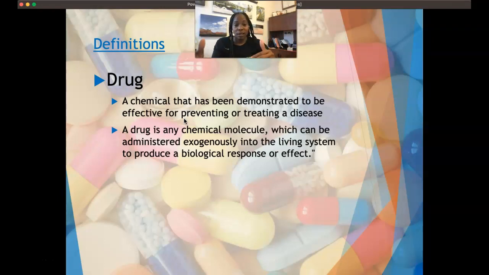Now, if we look down at the next bullet point, we can see it's a chemical molecule, or I would even add an S to that. It could be chemical molecules, plural, that come together, that were developed exogenously in the external environment, that then get ingested into the living system to have a biological effect or response, right? So you can define that either way, but the moral of the story is we have this chemical compound that we create, and we hope that it's effective at reducing the sign or symptom that the patient came to us in the clinic for, right?